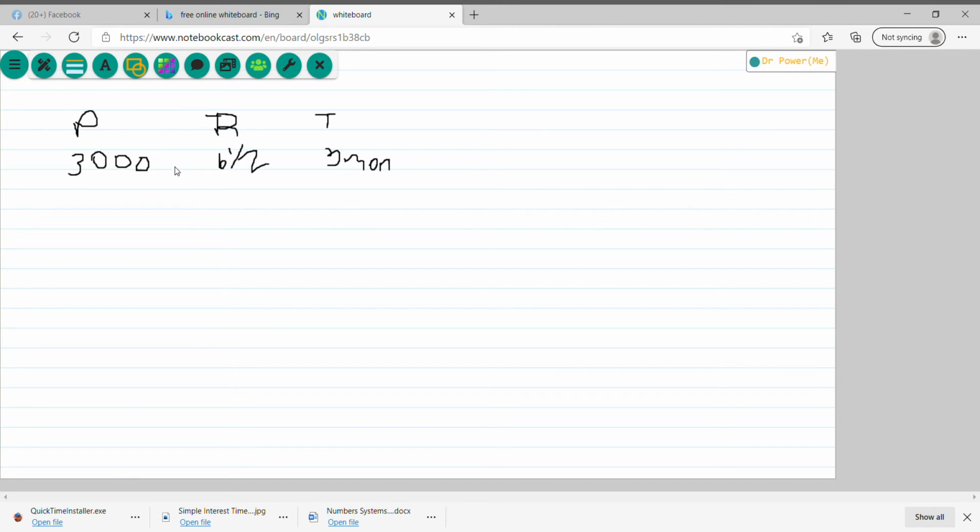So I'm going to start with, and remember that you're multiplying. You're going to multiply all of these together because the interest is what we're looking for. Interest equals principal times the rate times the time.